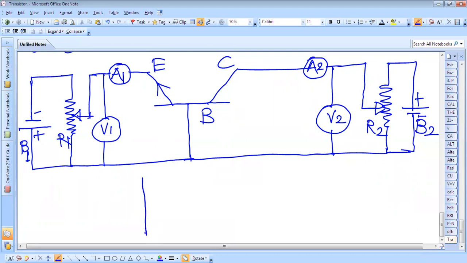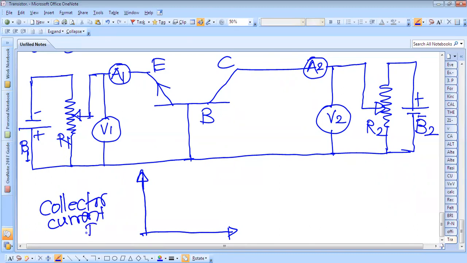And if you plot these characteristics, the collector current is on this side, and on this side it is the collector to base voltage VCB. On the x-axis it is the collector to base voltage, and on the y-axis it is the collector current. So for a given emitter current, this emitter current is negative. Suppose we keep this at 1 milliampere, we'll get a characteristic like this.